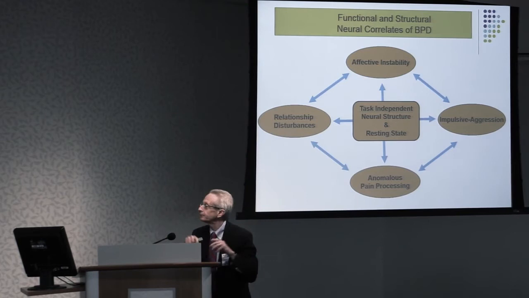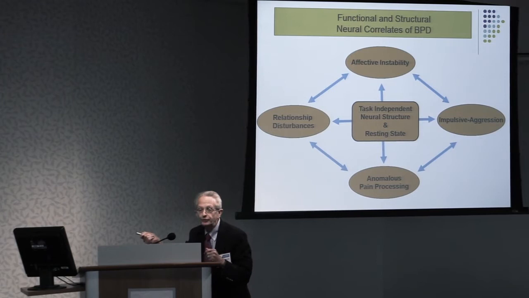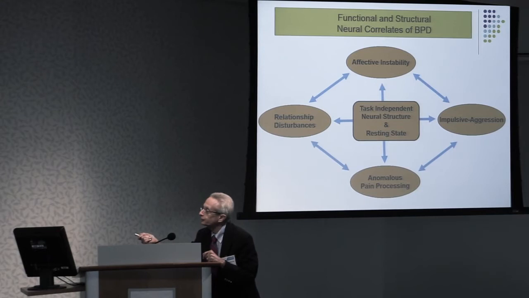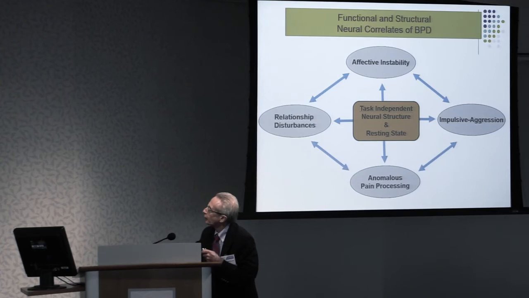And then I'm going to talk about the neural correlates of the key phenotypic elements of borderline personality disorder. Affective instability, which we've already heard about, and there's a lot of data we'll talk about there. Impulsive aggression in borderline patients. The relationship disturbances. What do we know about neurobiological underpinnings of some of the relationship disturbances? And also something about the strange way that pain is processed in borderline patients, which will connect up to the non-suicidal self-injurious behavior we know is present in borderline patients. So to start, I'm going to talk about these task-independent features.